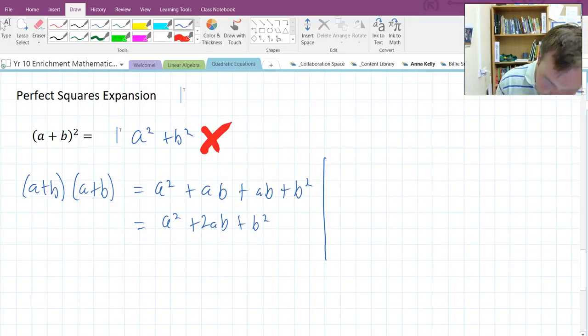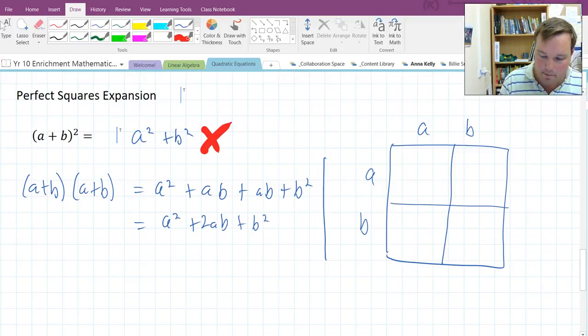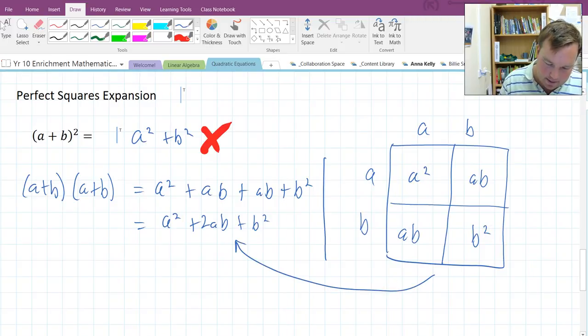The other way to think about it is slightly more, I guess, diagrammatic. It's a and b, a and b. This is a plus b multiplied by a plus b. A and a is a squared. A and b is ab, and b squared. It all adds up if you sum all of those to be the same here.